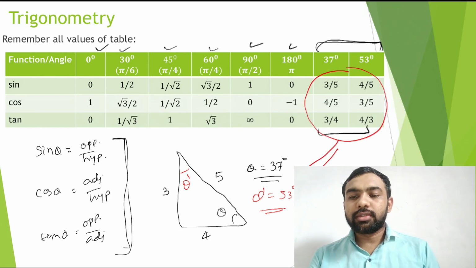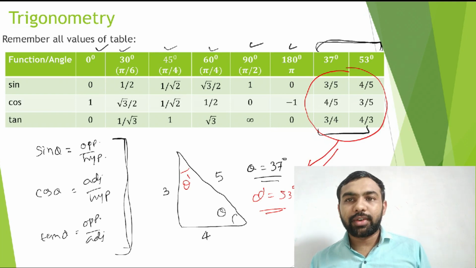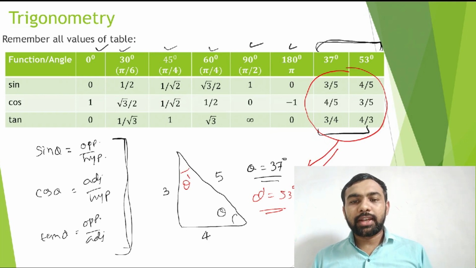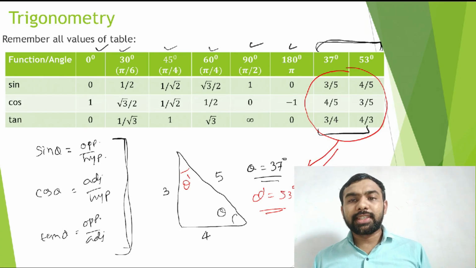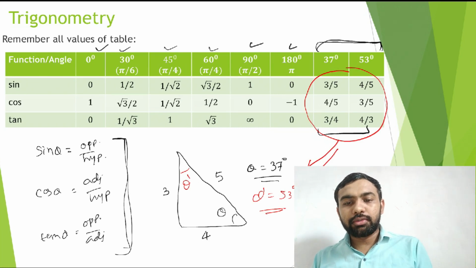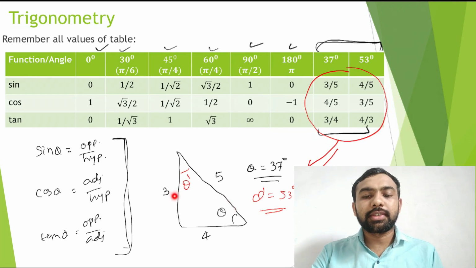So for all these values remember only this triangle, the 3, 4, 5 right angle triangle, in which the opposite of 37 is 3 and the opposite of 53 is 4. Here this theta is 37, so the opposite of 37 is 3, and this theta dash is 53, so the opposite of 53 is what? 4.